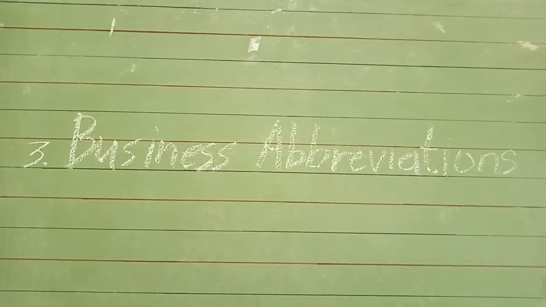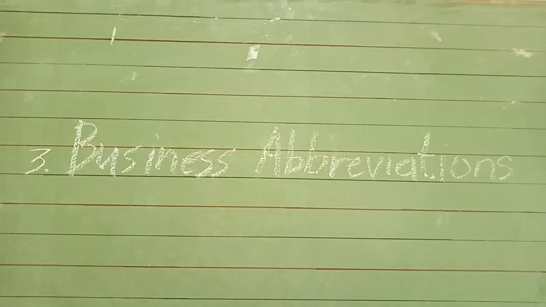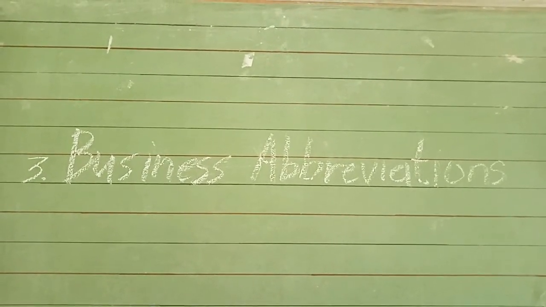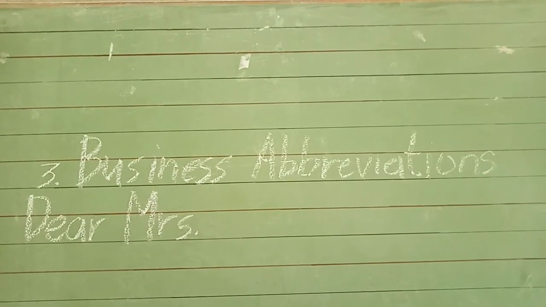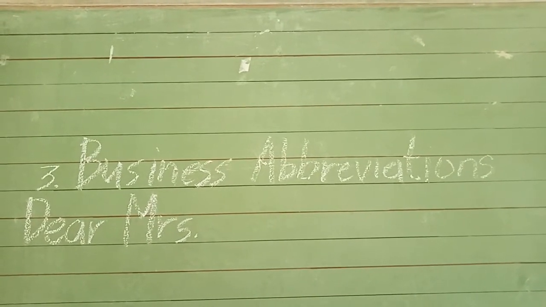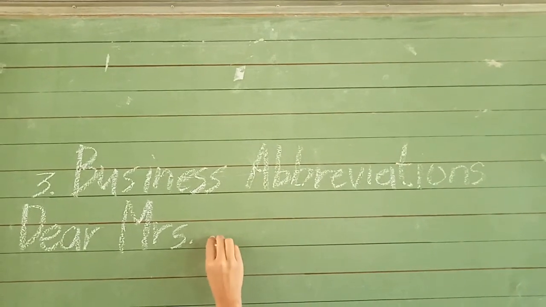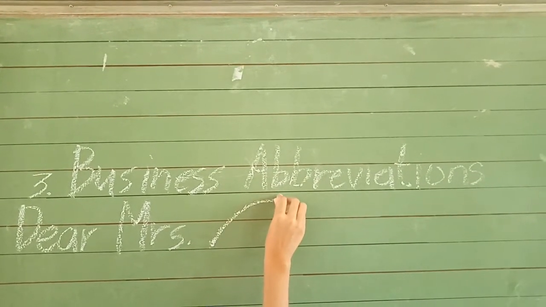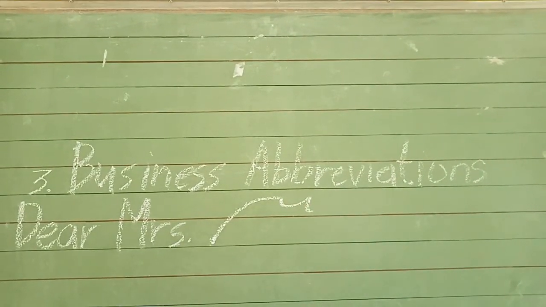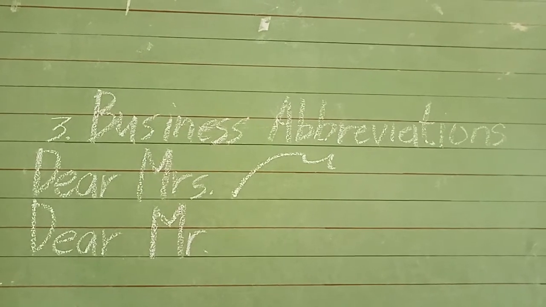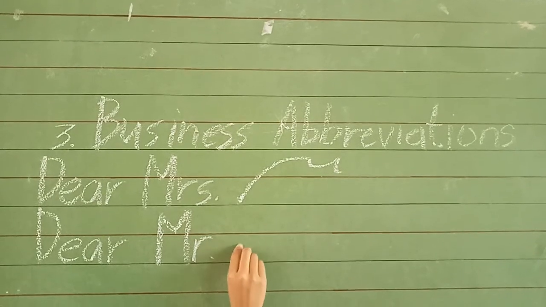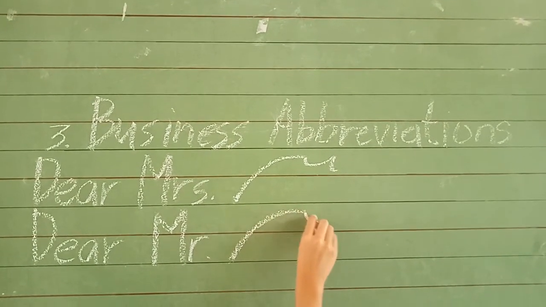Here are additional salutations and closings often used in business letters. Example number 1, dear Mrs. is represented by DM, R, and left S. Next, dear Mr. is represented by DM and R.